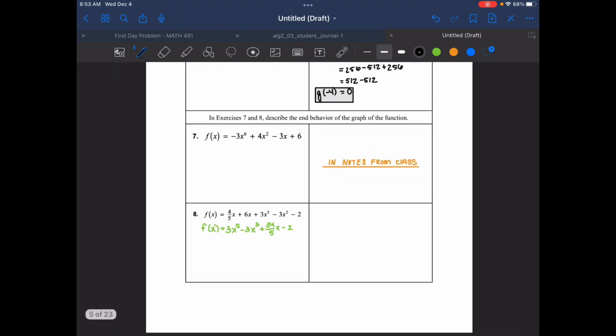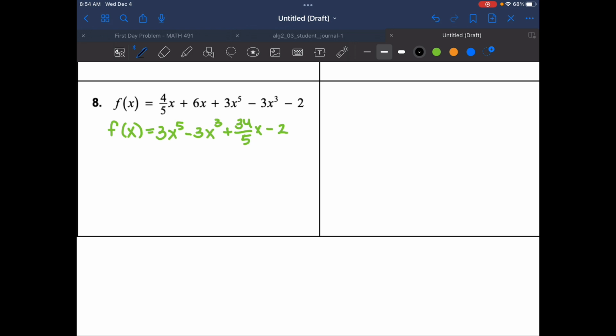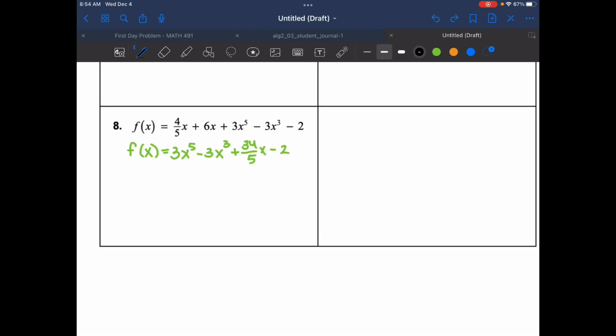All right. Next thing that we're going to go ahead and look at is we're going to describe the end behavior of the function. So we're going to look at problem 8, number 7 we did in class. And I've already rearranged it to be in standard form. Standard form, again, is where we have the highest exponent first, and then we go all the way down in decreasing exponent order until we're at the constant term. Okay? Well, I know that it is an odd exponent, so odd degree. And I know that my leading coefficient is greater than 0, so it's positive, right?